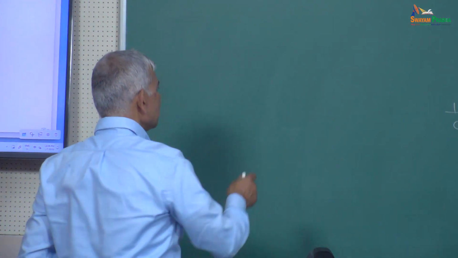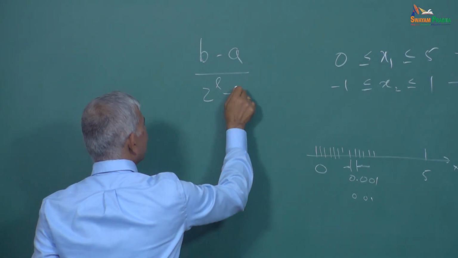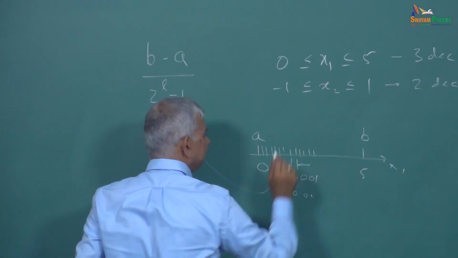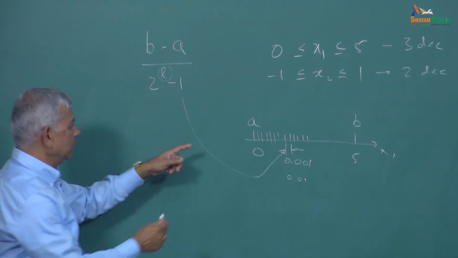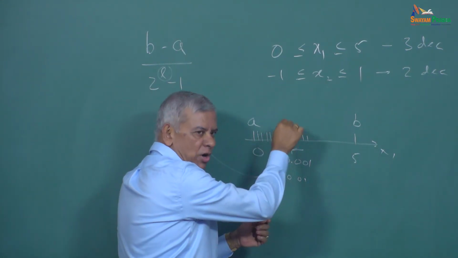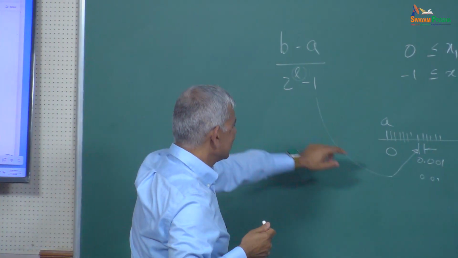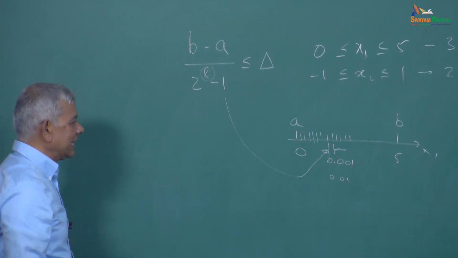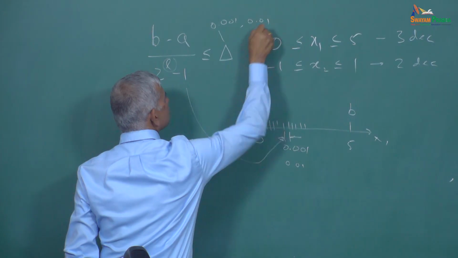How do I find how many bits I need? Remember the formula we discussed was (b minus a) divided by (2 to the l minus 1), where b is the upper bound and a is the lower bound. If this is your a, this is your b, and you are choosing l bits for x1, this should be the precision: (b minus a) divided by (2 to the l minus 1) gaps. There are 2 to the l points, but gaps are 2 to the l minus 1, right? So this is the delta, and it should be less than or equal to delta. That delta is either 0.001 or, in the other case, 0.01.